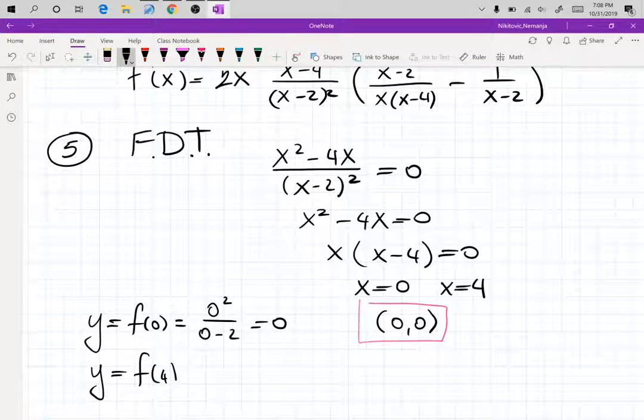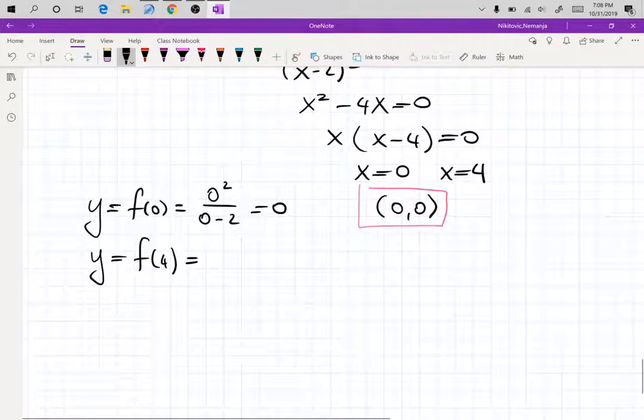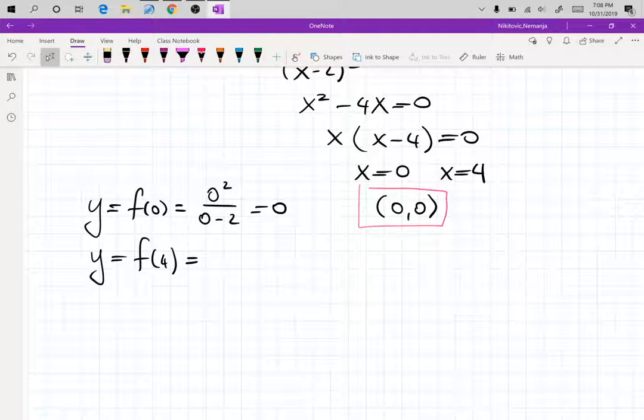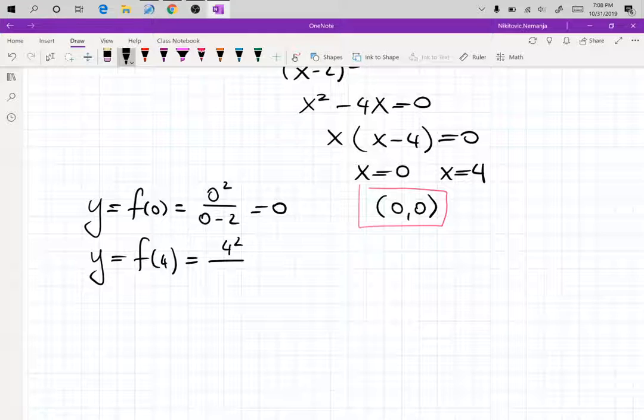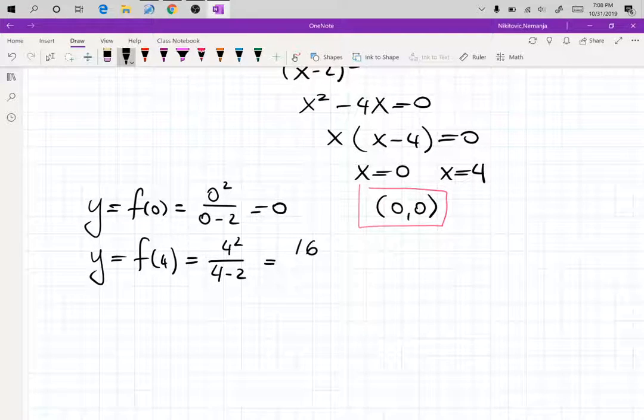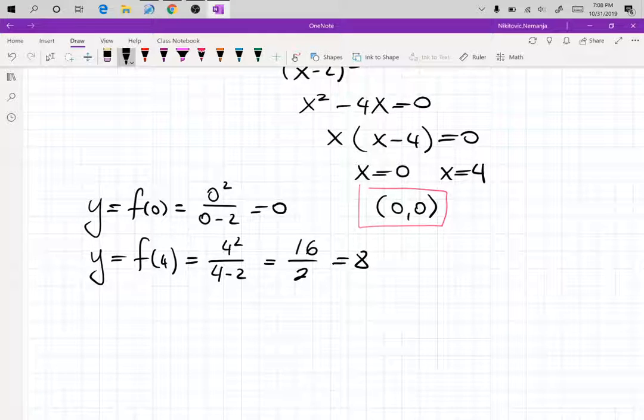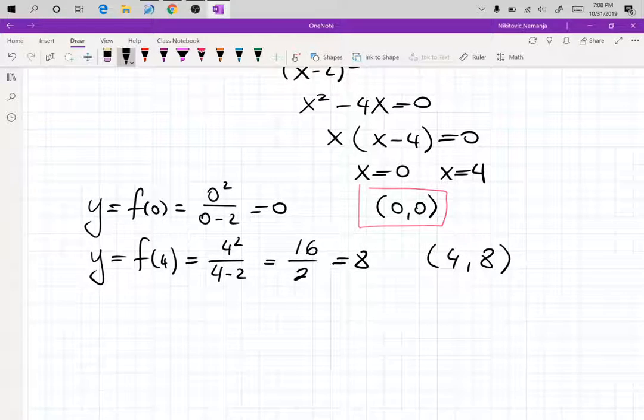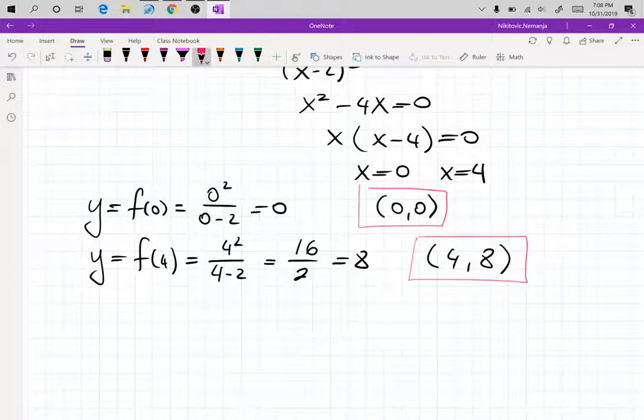Y equals f of 4. I'm using the original function because I'm looking for the y value, right? So that's going to be 4 squared divided by 4 minus 2. This is 16 over 2 equals 8. So we have 4, 8. Again, this is either a min or a max. I just know right now that it's a point which I will be eventually graphing. Awesome. The next step for us is to do what?